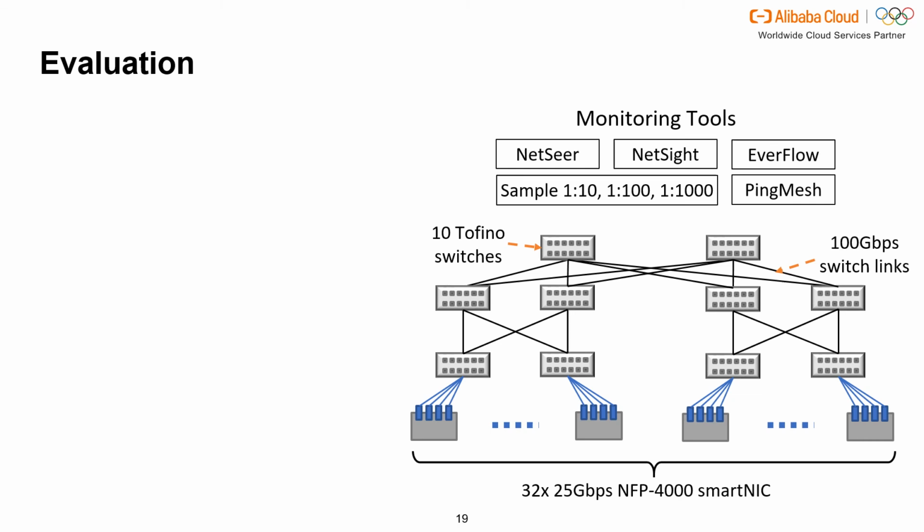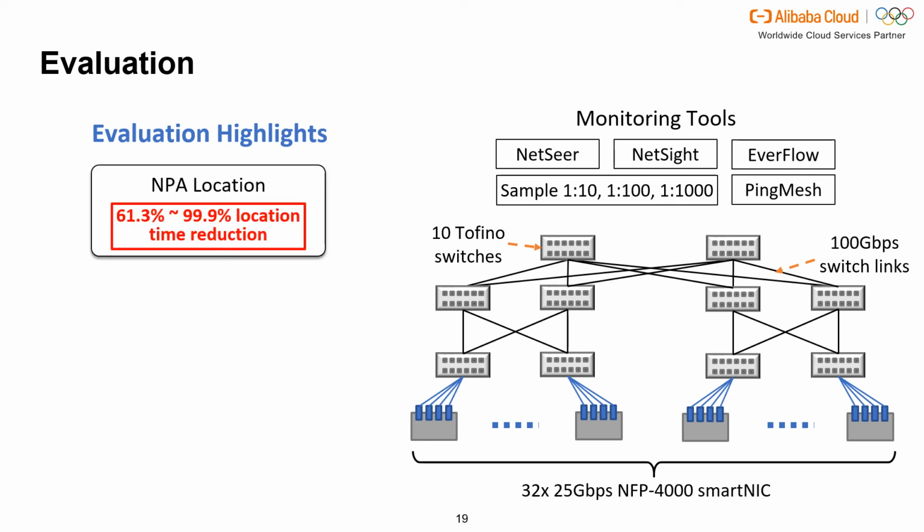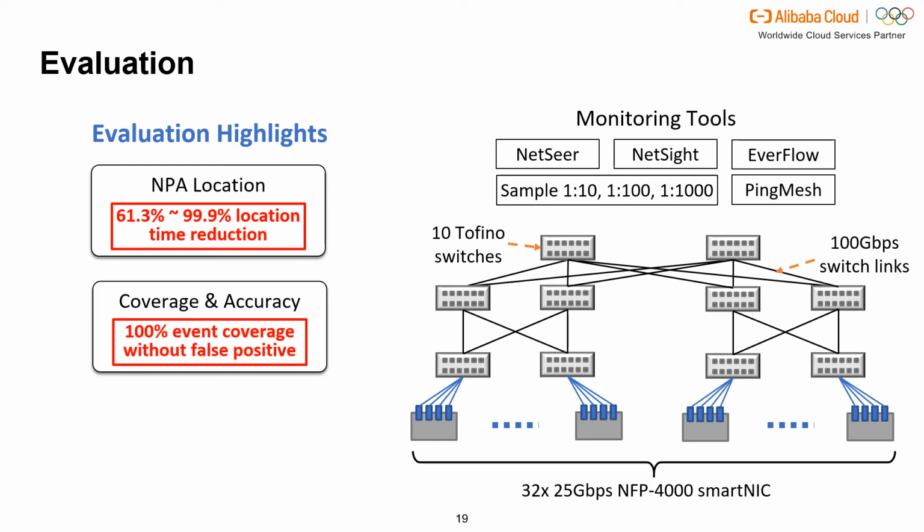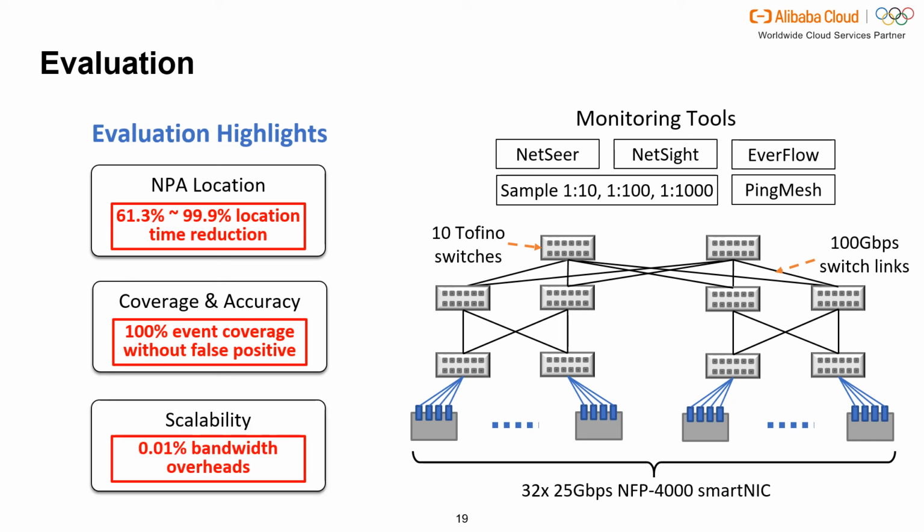We evaluate NiceR on a testbed with a fat tree topology. The testbed has 32 SmartNICs and 10 Tofino switches. The speed of links between switches is 100 Gbps. We evaluate NiceR in 3 aspects. First, NiceR can effectively accelerate MPA location with over 61% location time reduction. Second, NiceR achieves 100% flow event coverage without false positives. Third, NiceR is highly scalable with 0.01% bandwidth overhead.